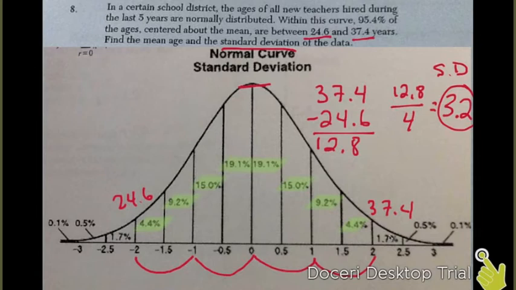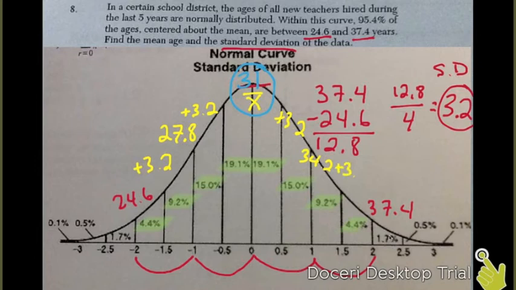Okay. If you want to find your mean now, your x bar, you would do 24.6 plus 3.2, which gives you 27.8, plus another 3.2 is going to give you 31. So your x bar is going to be 31. And the really neat thing is that if you added another 3.2 on again, you'd end up at 34.2, plus another 3.2 will get you right to that 37.4. So we know we did it right.